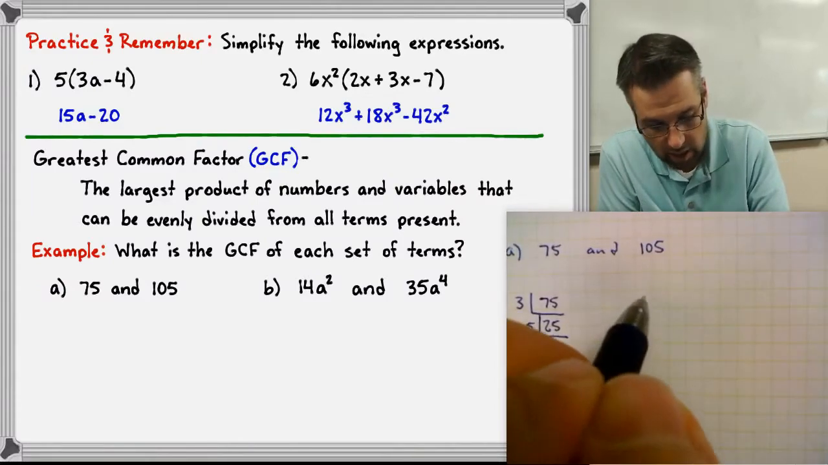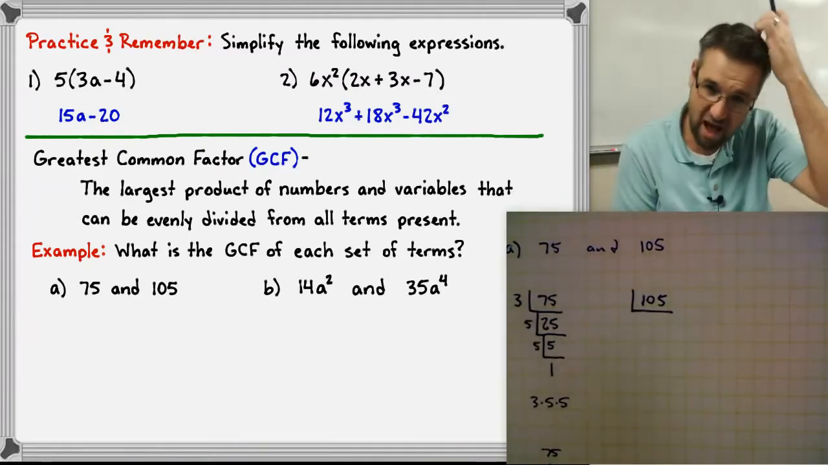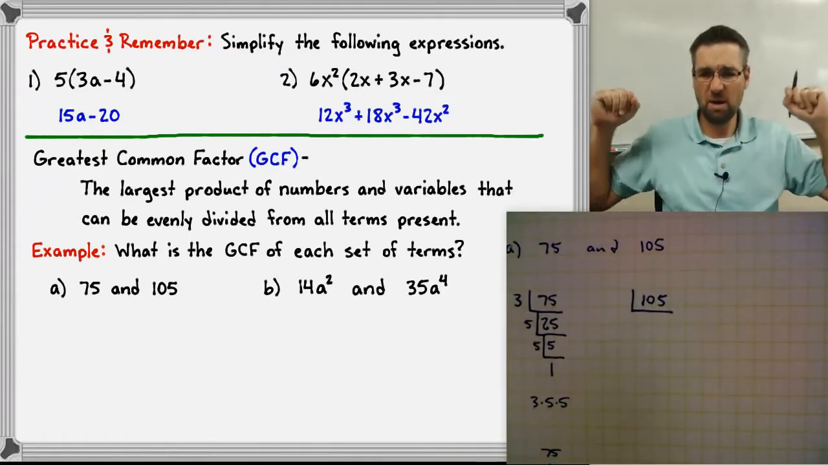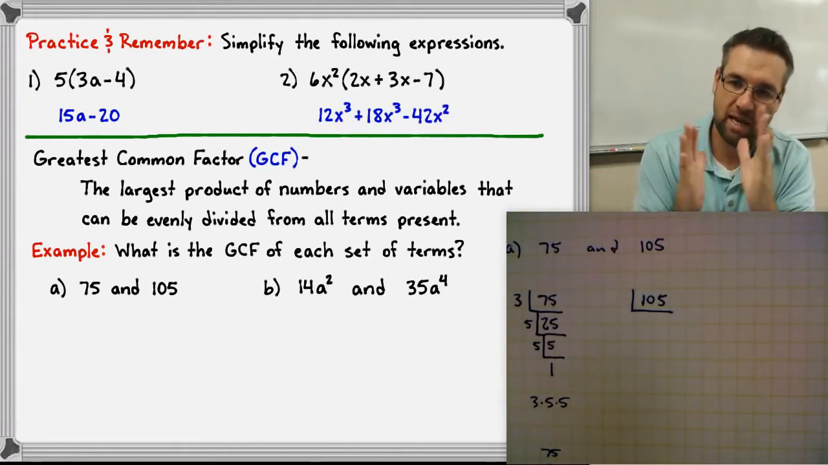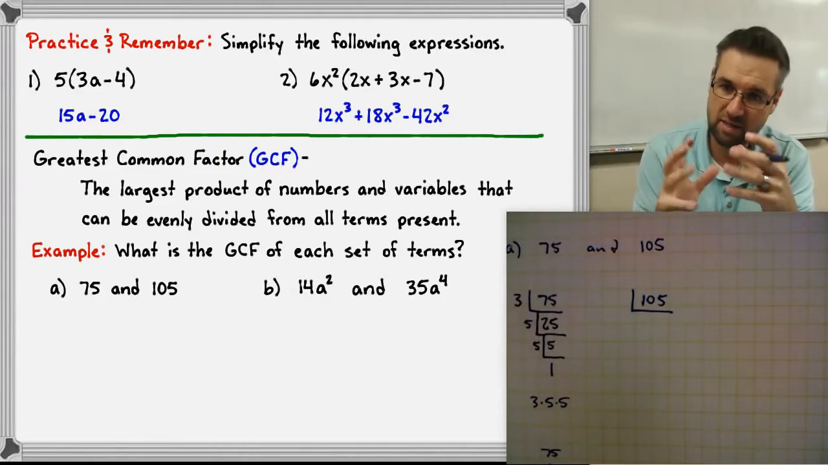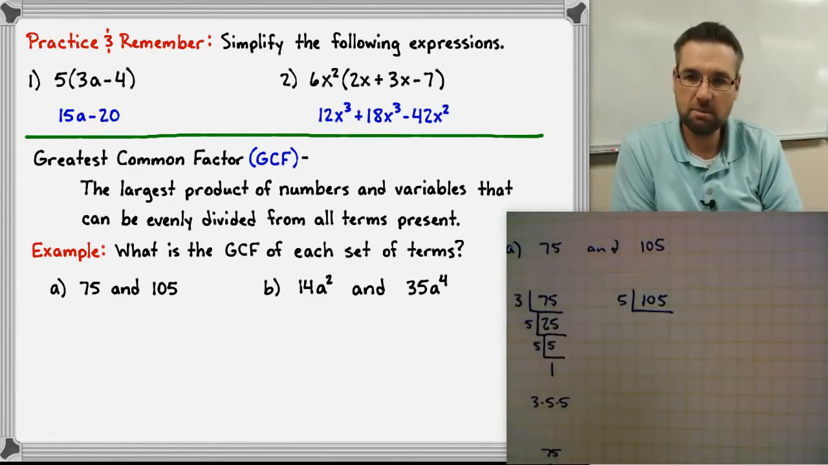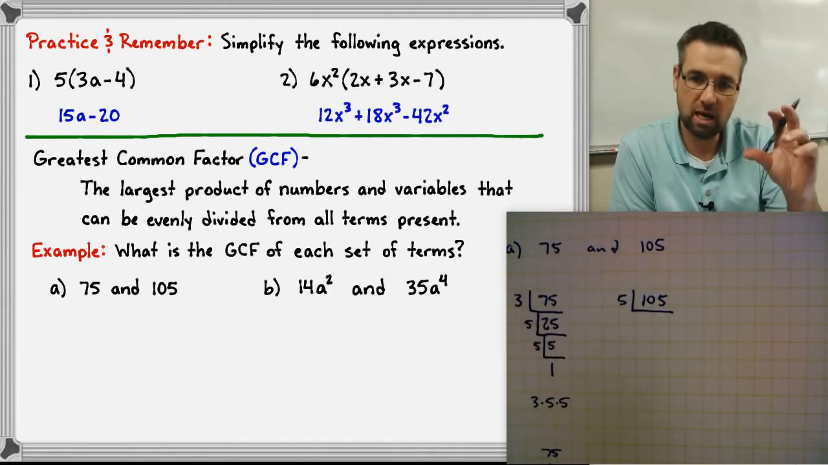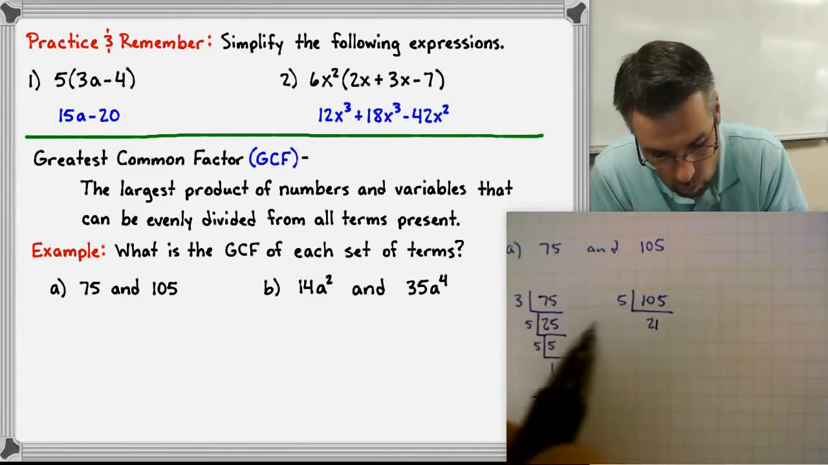Let's go ahead and take a look at 105 and do the same thing. Well, what can I divide out of 105? I don't know, but I do know it ends in 5. So if it ends in 5, that means I can divide it by 5. Any number that ends in a 0 or a 5 is divisible by 5. So I'll put a 5 out here. How many times does 5 go into 105? We'd say 105 divided by 5. And you can use your calculator for that. You end up with 21.